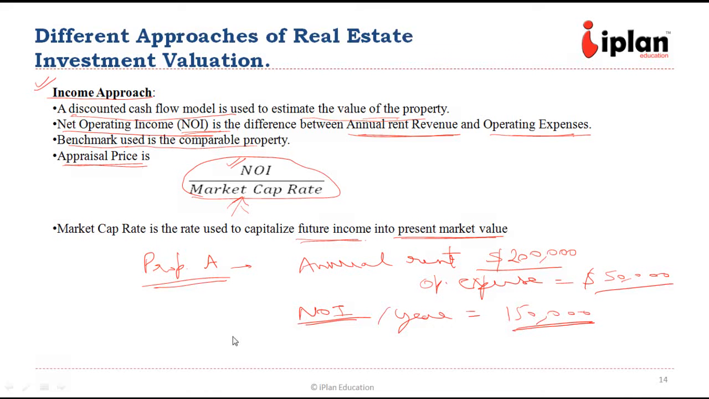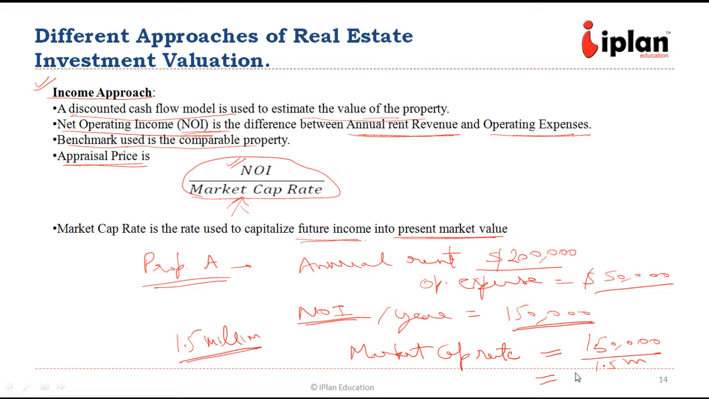Now one way is we have these cash flows for all the future years possible, and then we discount it to present value and sum it up. And another method is we find out just the ratio for property A. Suppose we know that the value of this property is $1 million. So we know the market cap rate is $150,000 divided by 1.5 million. So it is going to be 0.1. This is our market cap rate.